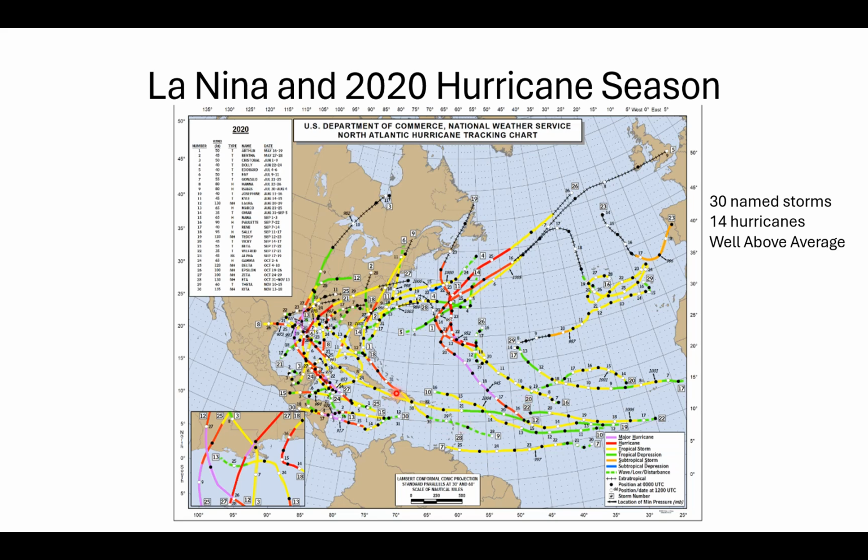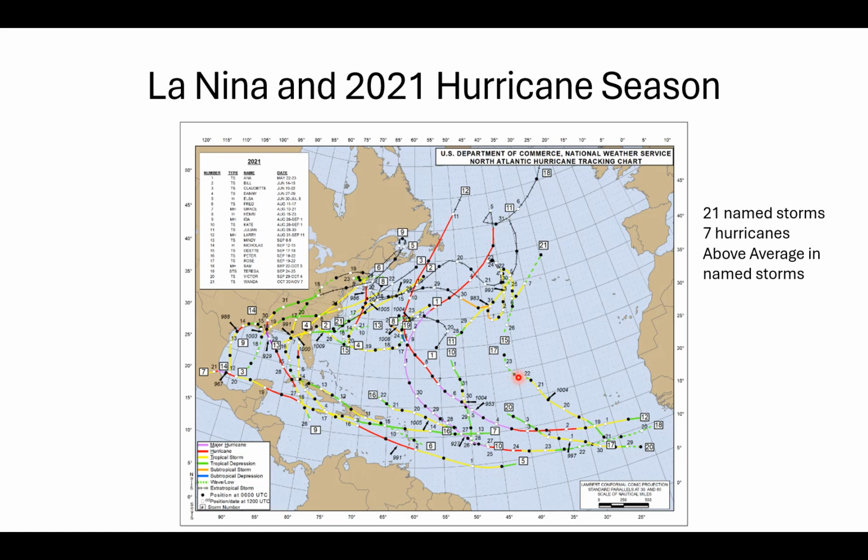Yeah, look at all these lines on here. I mean, just phenomenal, the 2020 hurricane season. La Nina, the 2021 hurricane season, slightly down from the previous year. Still 21 named storms, 7 of which were hurricanes, above average in named storms overall. By this point, 14 was the average named storms climatologically.